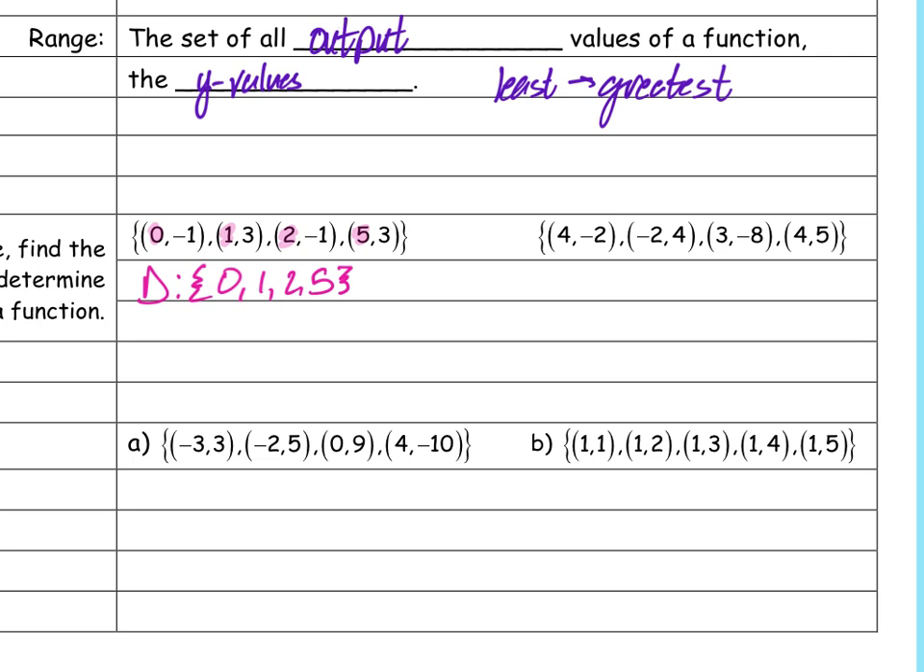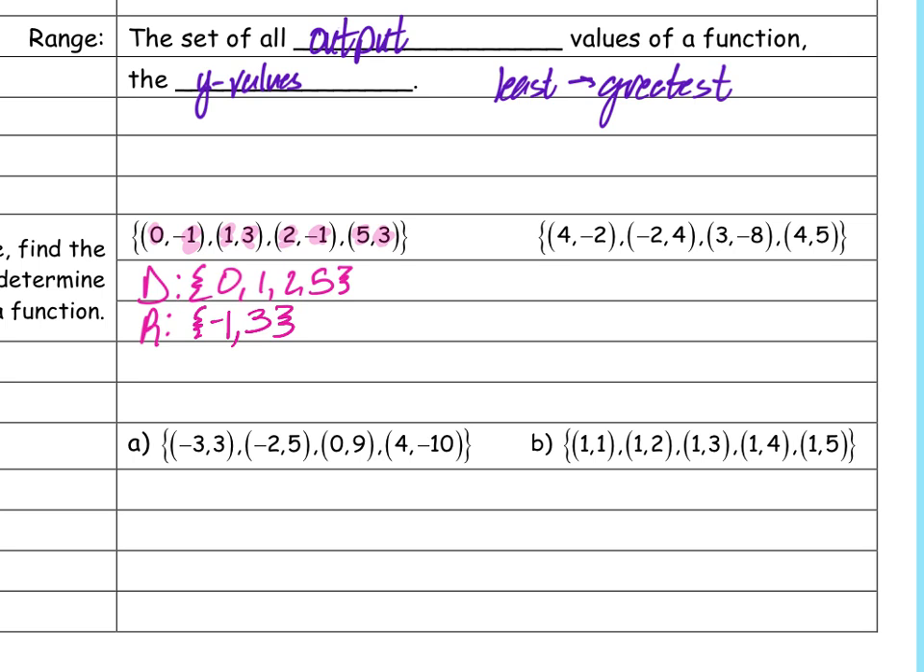All right, so there's my domain. My range is all my y values, so -1, 3, -1, 3. And it's in order from least to greatest. And the other thing is, if it's more than one time, I don't have to write it more than one time. I only have to write it once. So there's two -1s, I only have to write one -1. And there's two 3s, and I only have to write one 3. And there's my range.